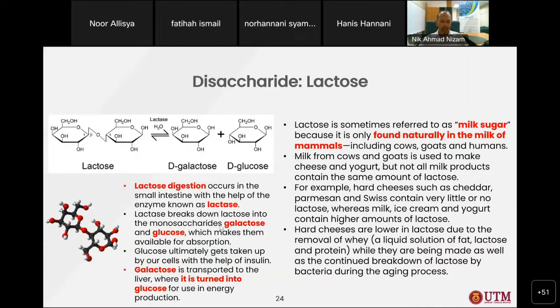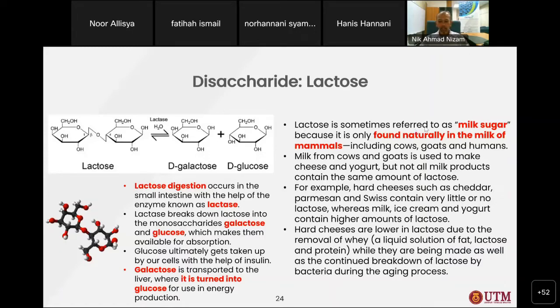And lactase breaks down lactose into the monosaccharides galactose and also glucose, and then eventually this glucose will be absorbed by our body, similar to the sucrose. Okay, and then galactose is transported to the liver, where it is turned into glucose for use in energy production. So galactose also will change to glucose, and then glucose in our body will produce energy.